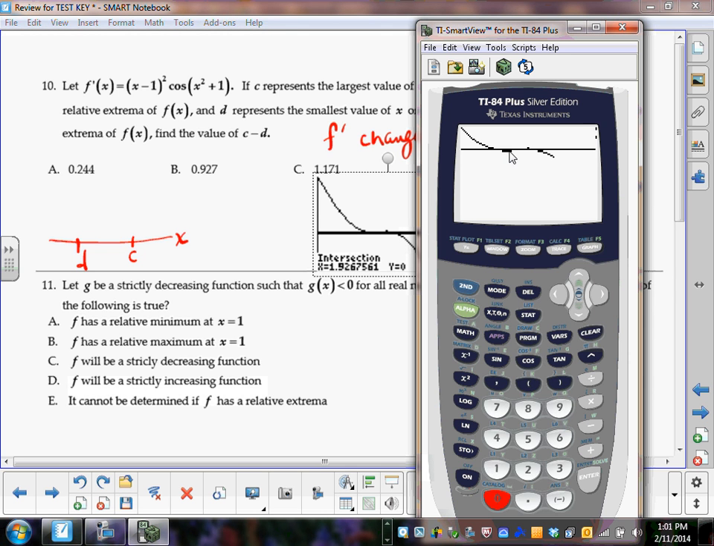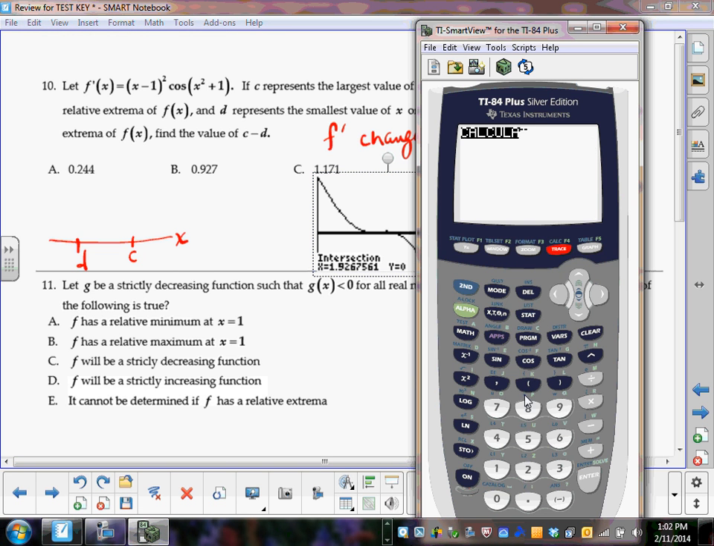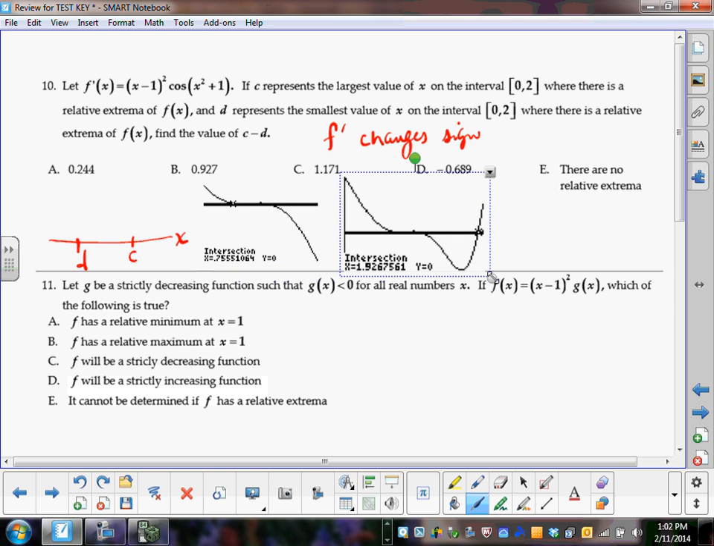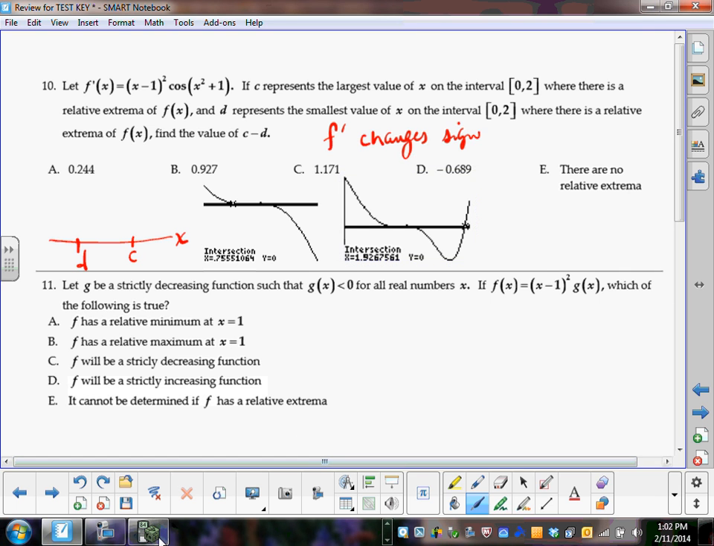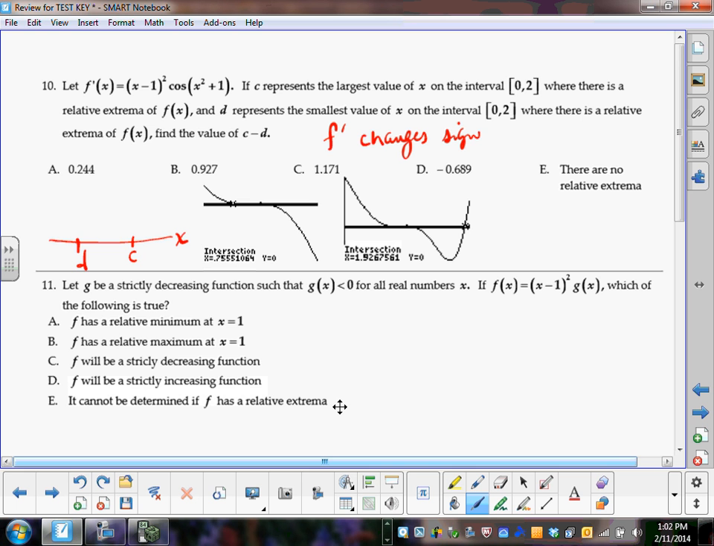So we do change sign at the 0.7. We don't actually change signs at the 1. Okay. So the smallest value for x is the 0.75. The largest is the 1.9. So the difference between those two things is 1.9267 minus 0.7555, which is 1.1712.